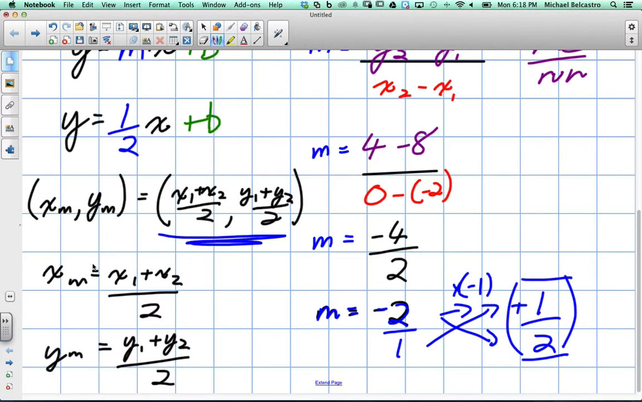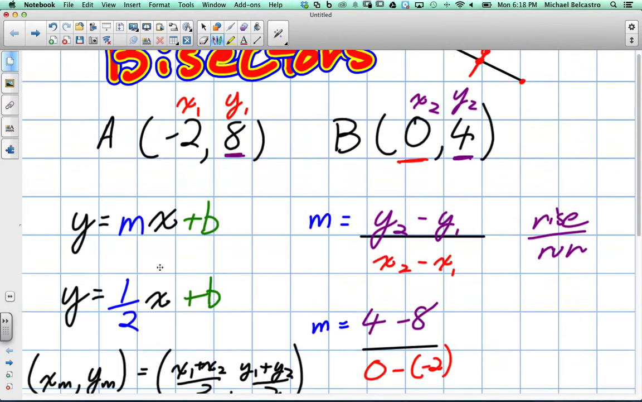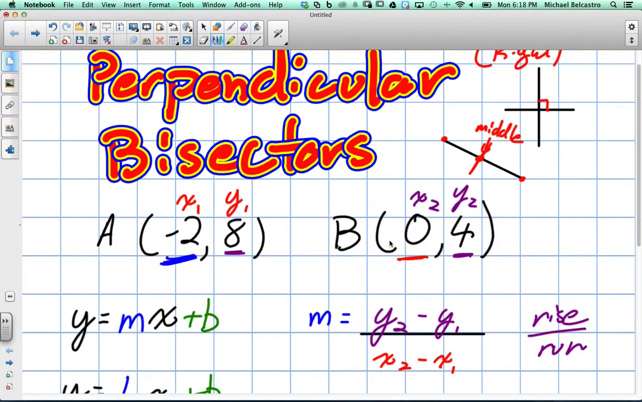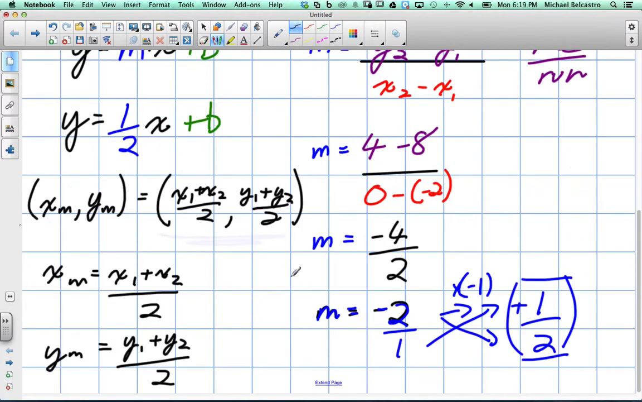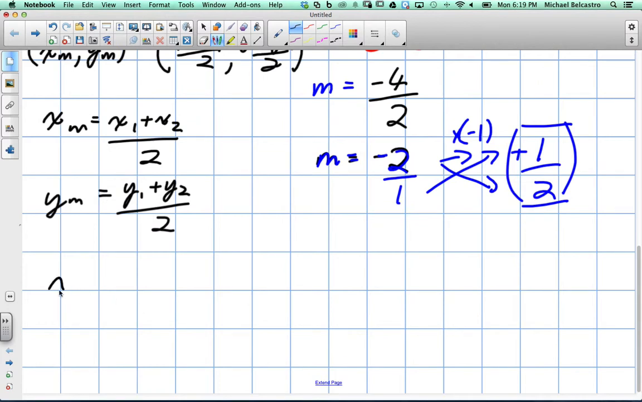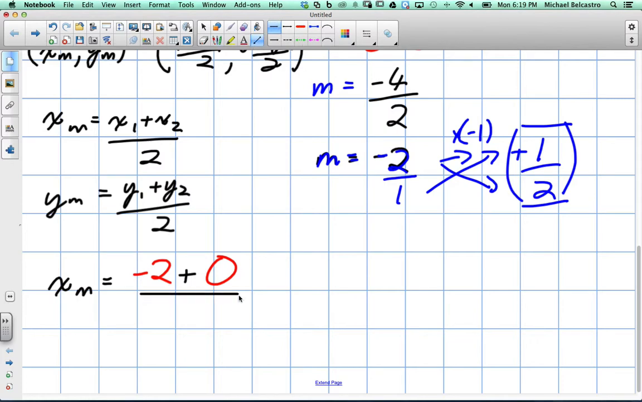Okay, so we need our two x values, and I can find those really quickly. We've already labeled them. -2 and 0. So to find our x value, we're going to take -2 and 0. So let's bring it down. Our x midpoint is equal to the number -2, that was one of our x's, plus 0. Okay, and we're going to put that all divided by 2.